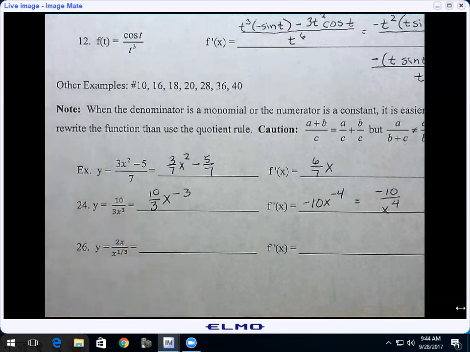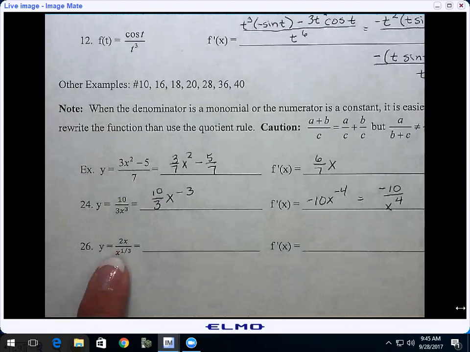And so sometimes in tonight's homework, unfortunately, you may use the quotient rule and not realize until the end, oh man, I didn't have to use that. This would have been a whole lot easier if I had just rewritten it. You're going to learn that from practice. But there's your two guidelines. When the denominator is a monomial or when the numerator is a constant, it's usually easier to rewrite it than to use the quotient rule.